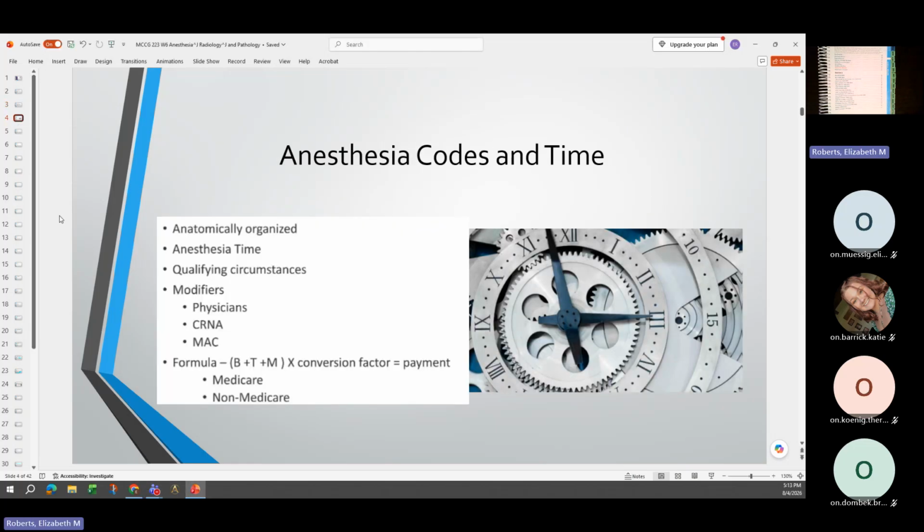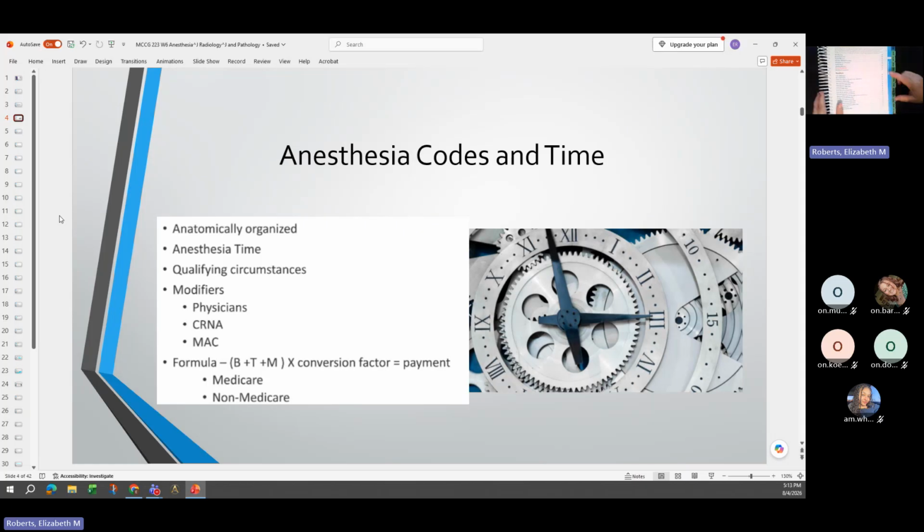Codes. So the codes themselves, we're going to go into the formula here a little bit. The codes themselves are anatomically organized. We do have a table of contents here, on page 63. Head, neck, thorax, right? So as with most sections of the CPT code book, it goes from the top to the bottom: head, neck, thorax, intrathoracic, spine and spinal cord.